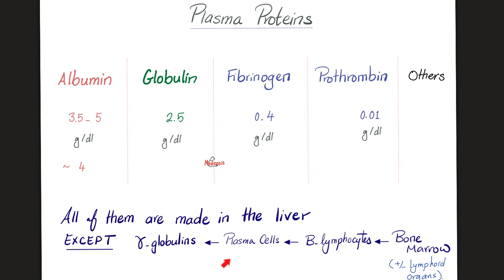Where did it come from? It's a mature B lymphocyte. Where did the B lymphocyte come from? They originate in the bone marrow. They mature in the bone marrow. You can also find them in lymph nodes, spleen, tonsils, and other lymphoid organs.